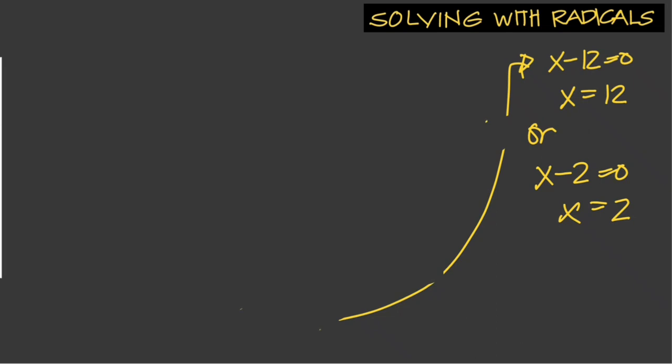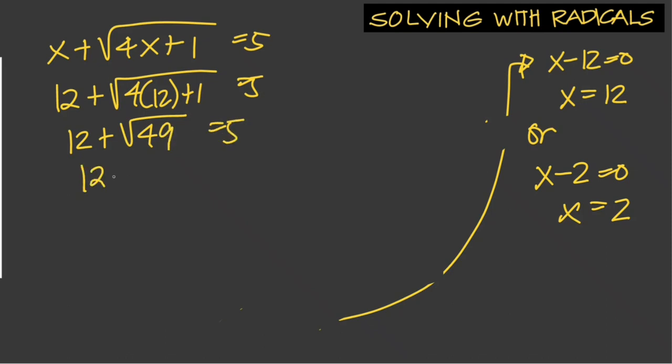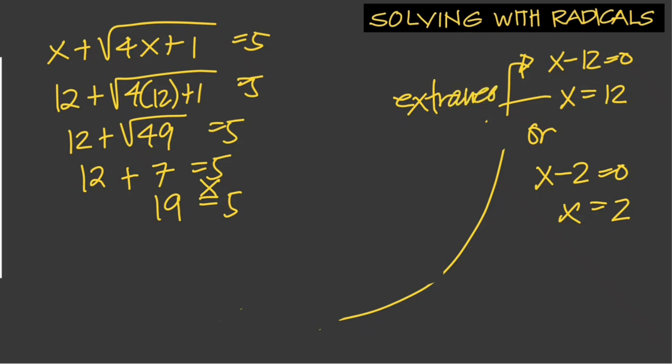So our original equation is x plus the square root of 4x plus 1 equals 5. Then we plug in 12 here. 12 plus square root of 4 times 12 plus 1 equals 5. So 4 times 12 is 48, plus 1 is 49, so that is square root of 49 equals 5. So this is just 12 plus 7 equals 5. And this is just 19, which is not equal to 5. Therefore, x equals 12 is not a solution, it is extraneous.